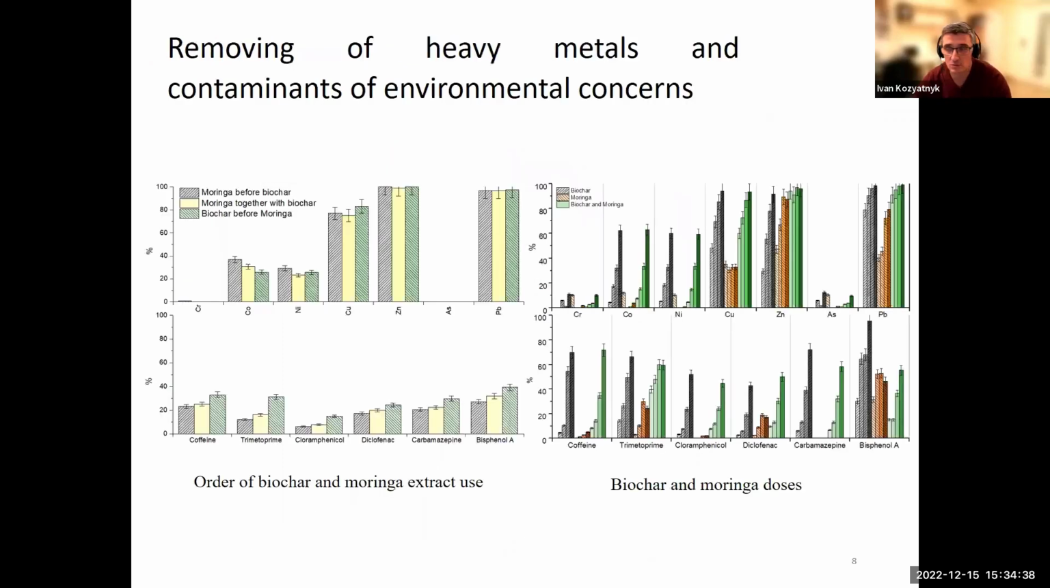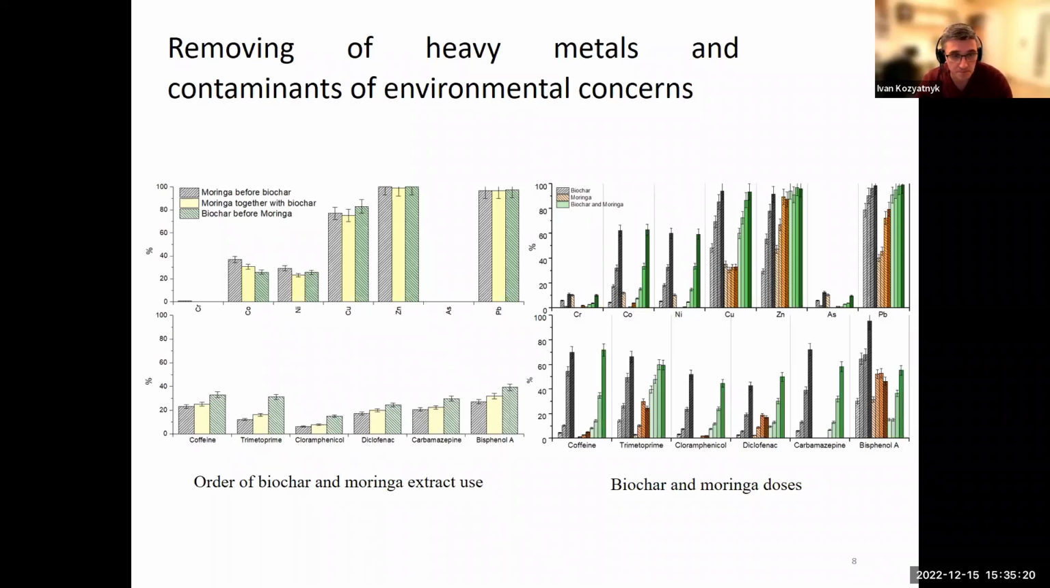But let's proceed to the water treatment part of this work. At the very beginning, we wanted to understand in which order we need to apply Moringa water extract and biochar. So we wanted to test how they remove a set of heavy metals: chromium, cobalt, nickel, copper, zinc, arsenic, and lead, and a set of organic contaminants: caffeine, trimethoprim, chloramphenicol, diclofenac, carbamazepine, and bisphenol A.